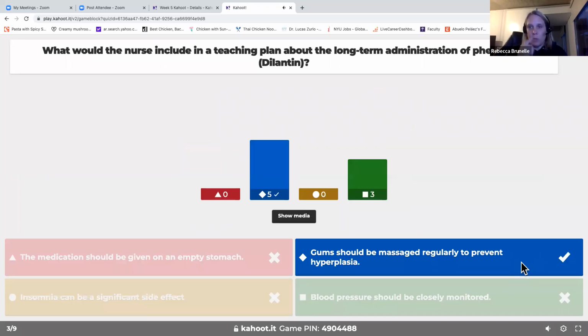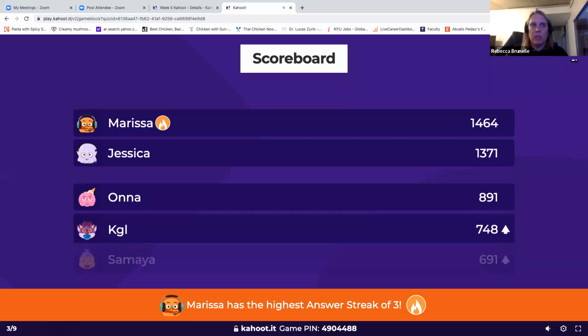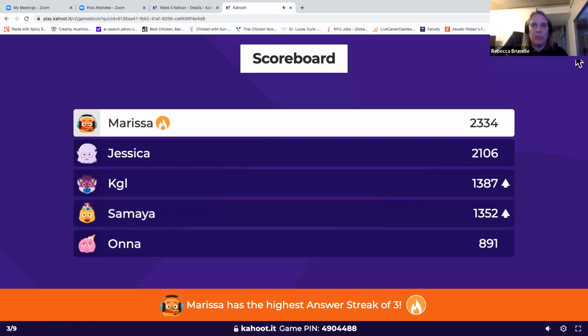Yeah, so this is the common seizure medication, and one of the side effects that's unusual, that you don't see with most medications, is hyperplasia of the gums and gum bleeding. You do try to prevent that by massaging the gums.